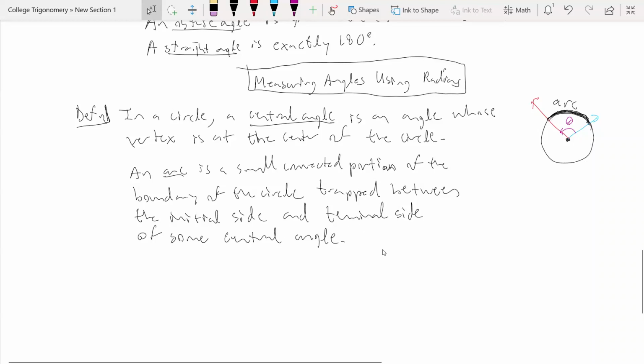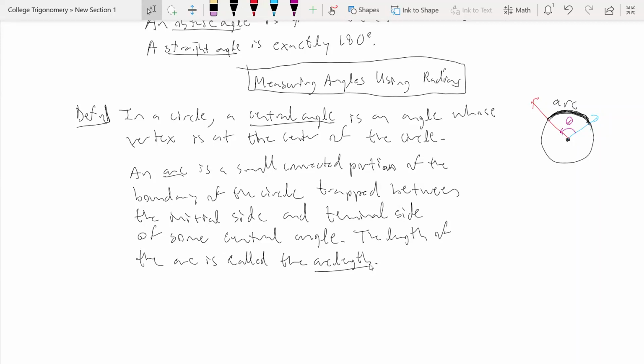Okay. So having that, we'll say the length of the arc is called the arc length. That's what it's commonly called anyway. Okay, arc length. All right. So now that we have that, I think we're ready to define what a radian is. Okay. So let's start a new definition here.